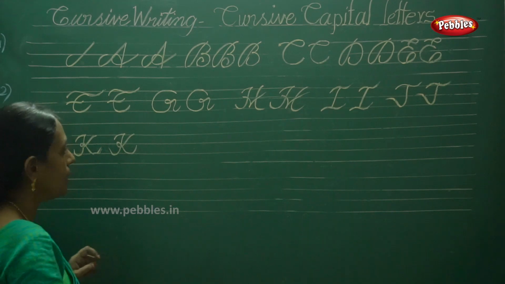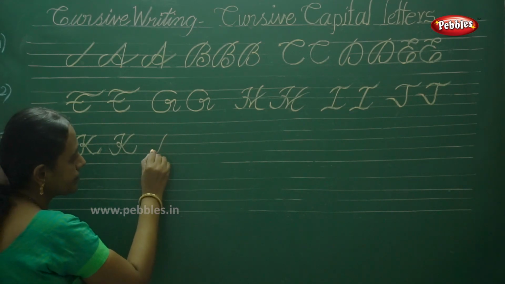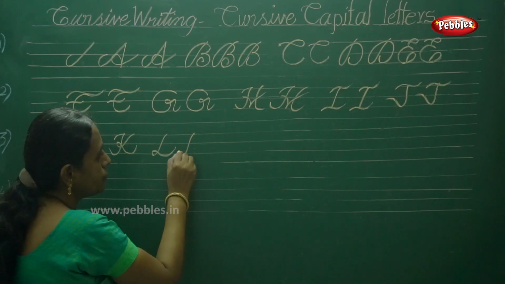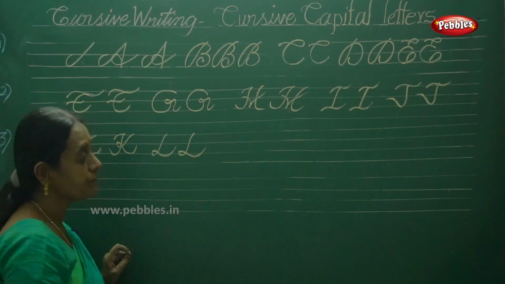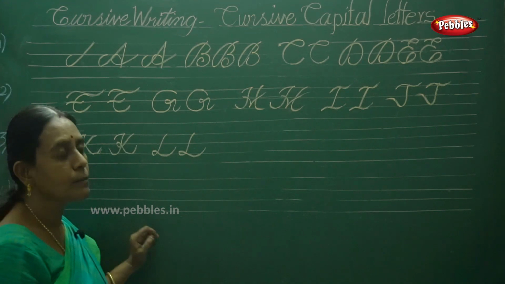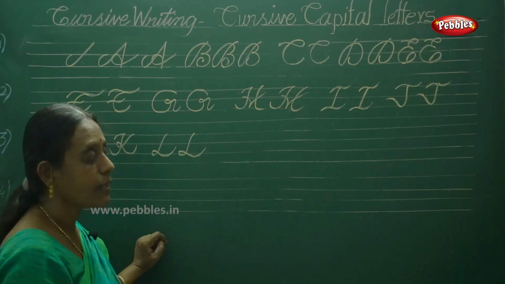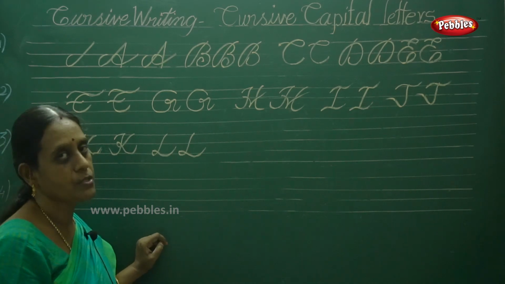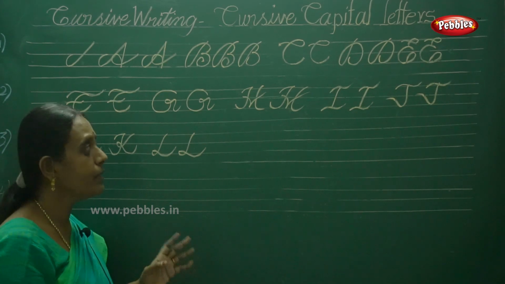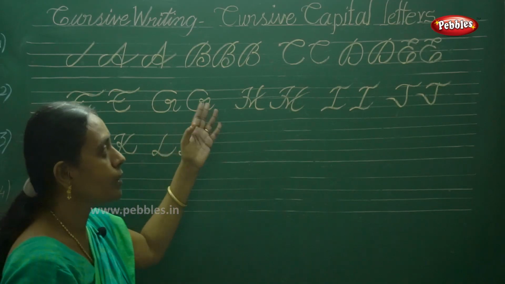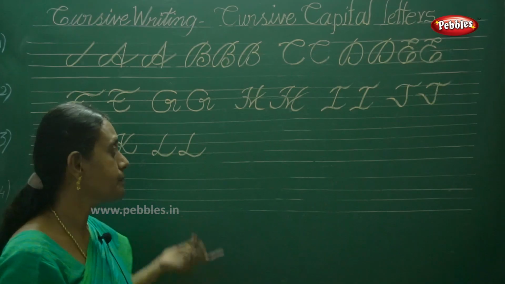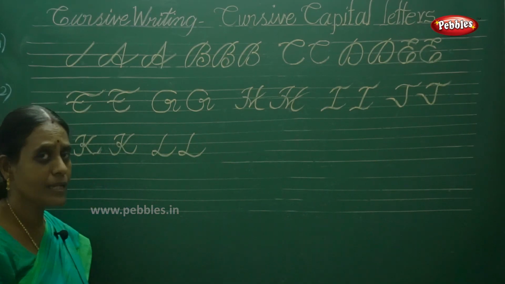And L. Do you follow, children? Is it easy? Observe and practice it. It makes your handwriting so beautiful. Practice makes perfect. So practice well daily. You have to take 3 or 4 or 5 alphabets and practice in your 4 lines notebook. That makes it very easy for you.